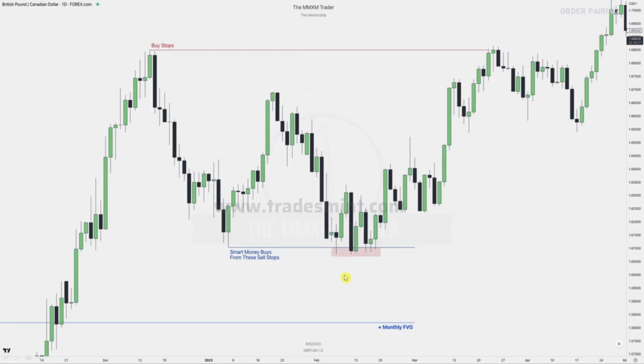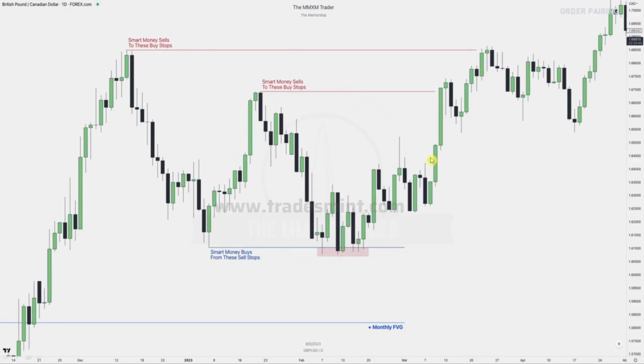So when they have accumulated all these sell stops, they're good to go into bullish order flow, and also we're coming from an internal range on the monthly time frame, right? So from internal to external again, up into this high. Smart money sells to these buy stops over here, right? So order pairing happened down here, willing sellers entering the market. They push price up and up and up until they can offload their long positions to willing buyers up here, above old highs and also above old highs over here.